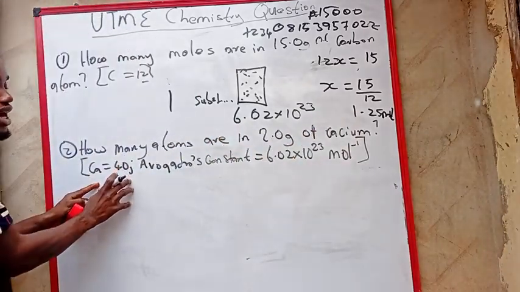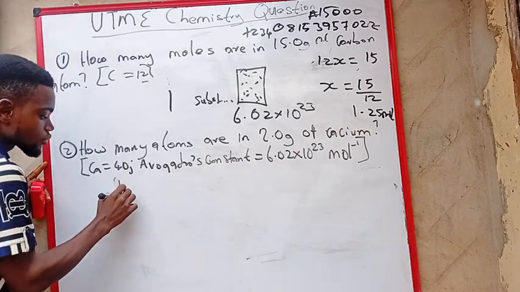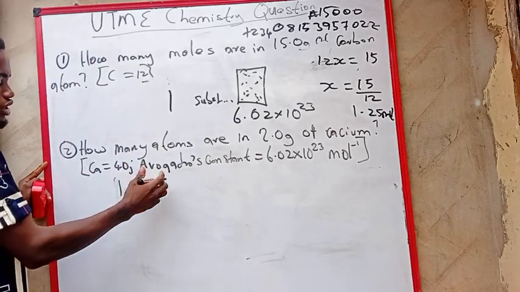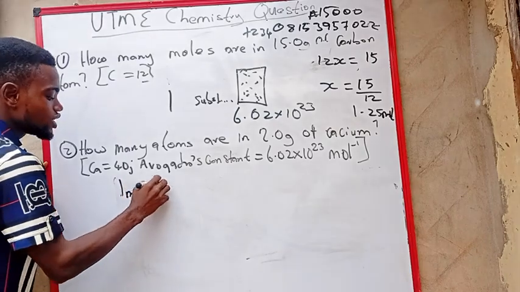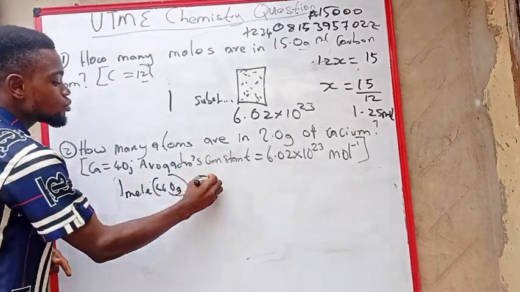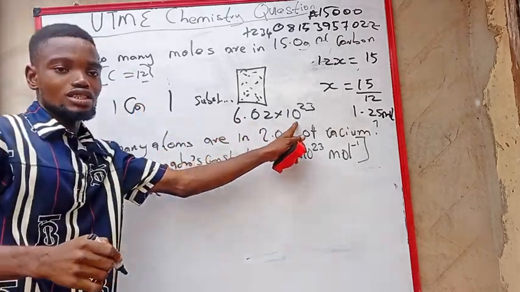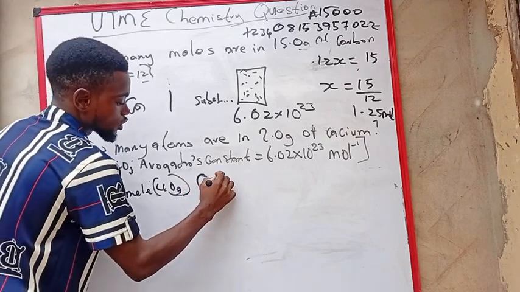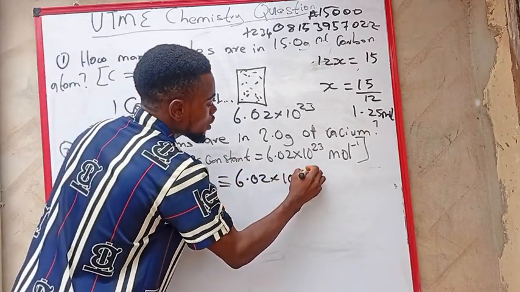Now you know that calcium is just 1 mole. So we can say that 1 mole of calcium is also 40 gram in mass. In every 1 mole we have this number of particles. So 1 mole of calcium, which is 40 gram, is equal to 6.02 times 10 raised to power 23.